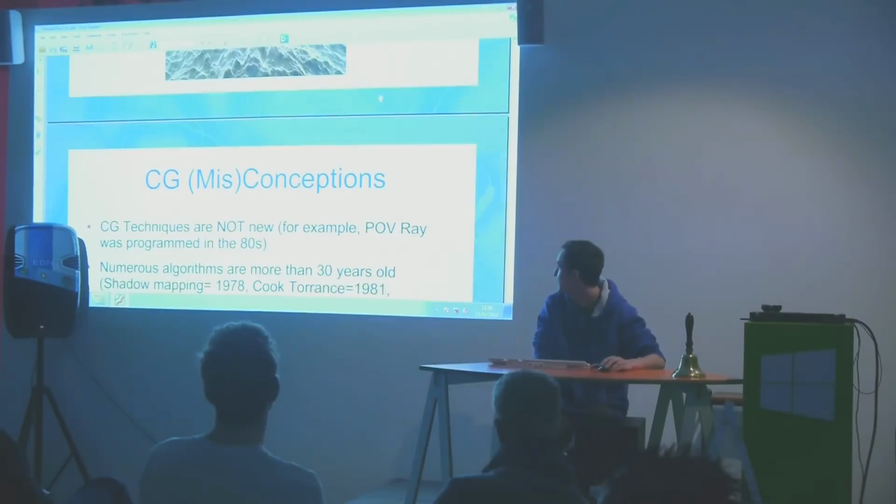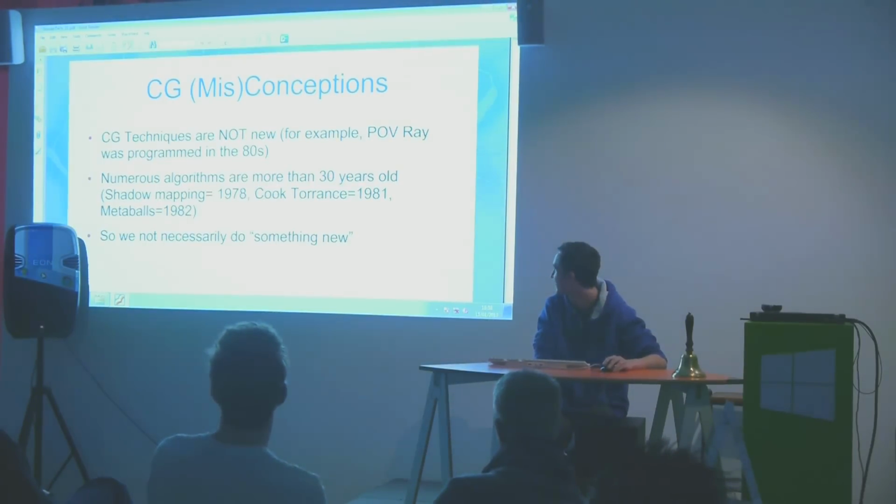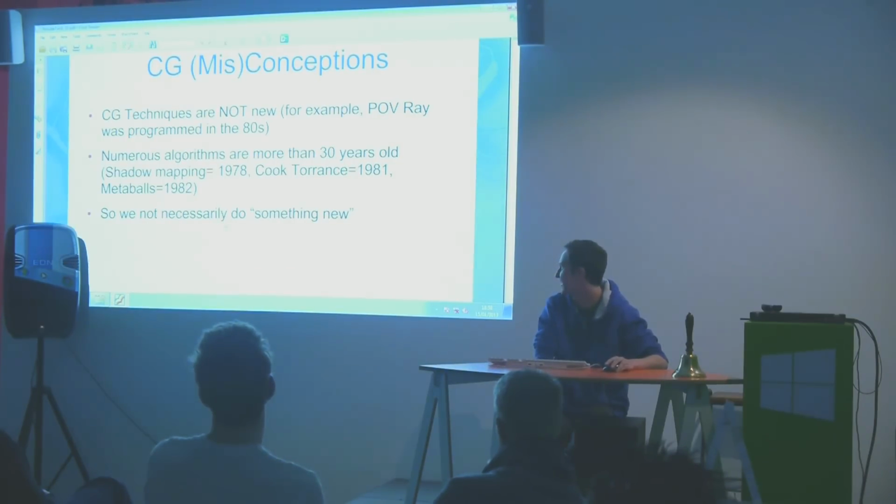One of the big things about graphics is that a lot of people think, oh, we have this new technique, but a lot of techniques are not really new. For example, one of the most popular first ray tracers started to be programmed in the 80s, so it's not like new techniques at all. Even shadow mapping, which is very popular in 3D graphics, was created in 1978. Cook-Torrance, which is a light equation used in a lot of games nowadays, was done in 1981. The metaball function was in 1982, so it's not like we necessarily do new things.